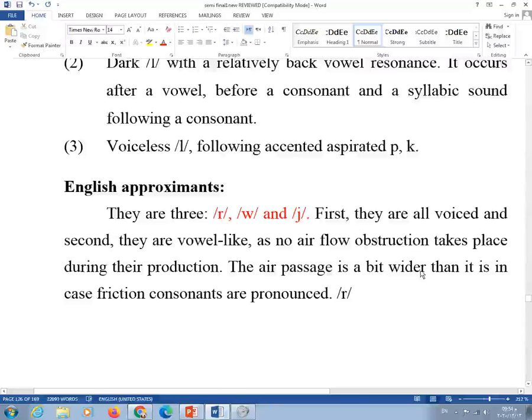No friction. What's the difference between v and w? v, w. What's the difference? The difference is that when we pronounce v, the air stream is going through a narrow passage. But when we pronounce w, we widen the passage a bit, so we are able to pronounce w. You understand?